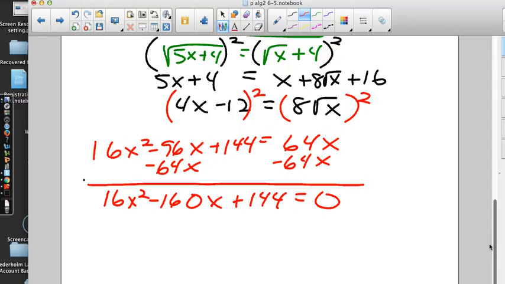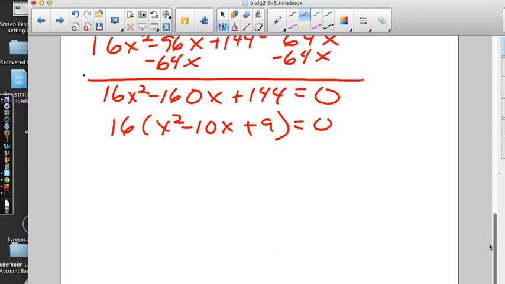Oh, yeah. It does. This just became a much easier problem. 16 times x squared minus 10x plus 9 equals 0. Do we care about that 16 outside the parentheses? There's no answer out there. There's no x there. So it's nice that it came along for the ride, but it's not part of our answer. So we're going to put the 16 out here just to make this look right. But our answers are going to come from here.